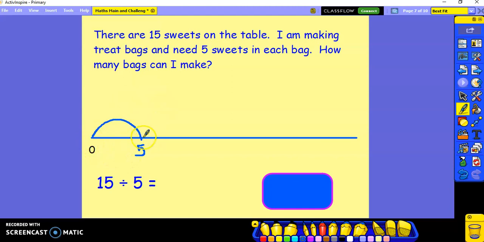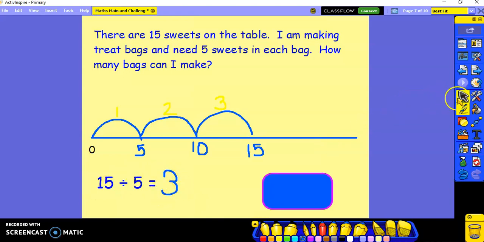So 0 jumping on is 5. Add on another 5 is 10. Add on another 5 is 15, which is how many sweets I've got in total. So we've got 5, 10, 15. How many jumps have I had to do this time? I've had to do 1 jump, 2 jumps, 3 jumps. So it's 3 again this time. So 15 divided by 5 equals 3.